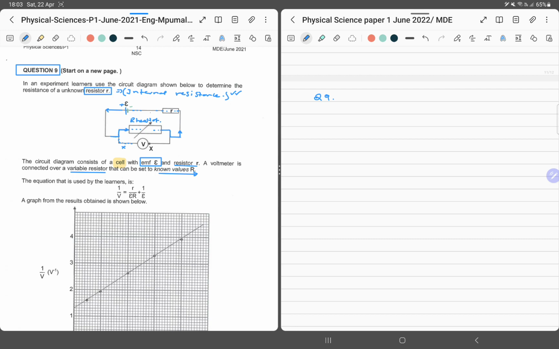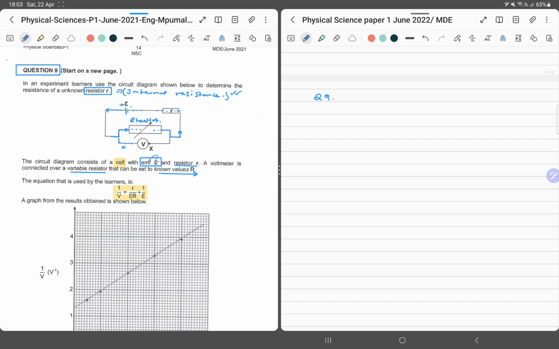Now the equation that is used by the learners is, what is that, guys? So the equation used is scary, is it not? Because now that doesn't make sense, does it? How did we get there? So it's always important to investigate whatever you are given.